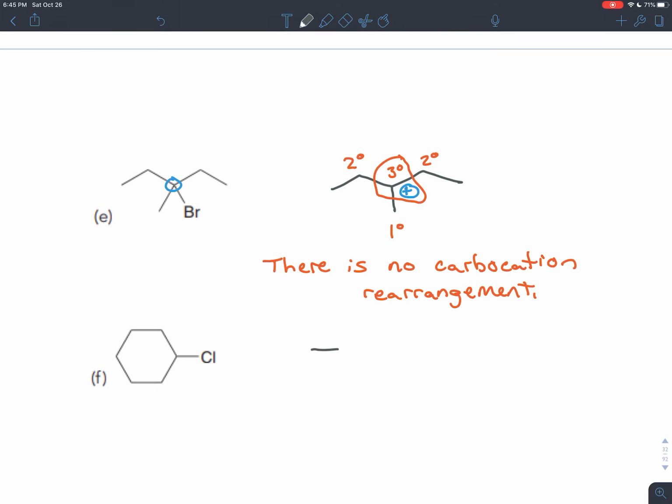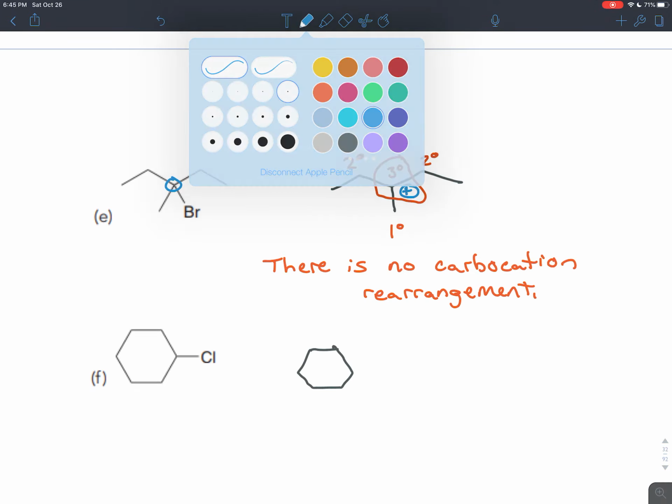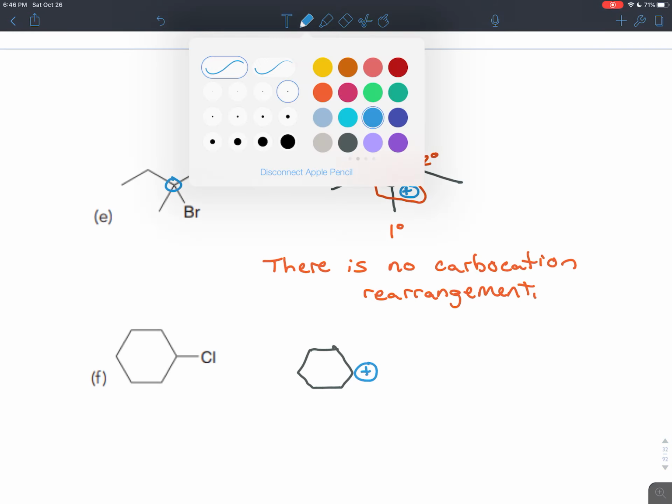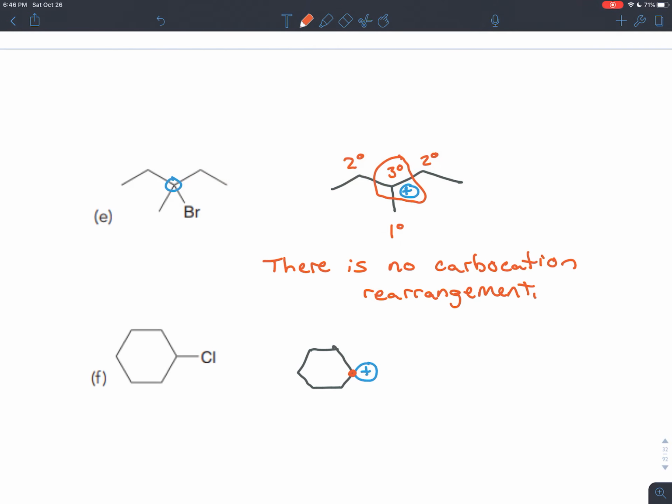And last we have F. So we're going to redraw the molecule, just instead of the leaving group, we're going to draw a positive charge. After the leaving group leaves, it takes its electrons, and the molecule that's left, the carbon chain that's left, is missing those electrons. The carbon that's missing the electrons has a positive charge. So once you have that, ask yourself, what type of carbocation is that? That carbon is bonded to 2 other carbons, so it is secondary.